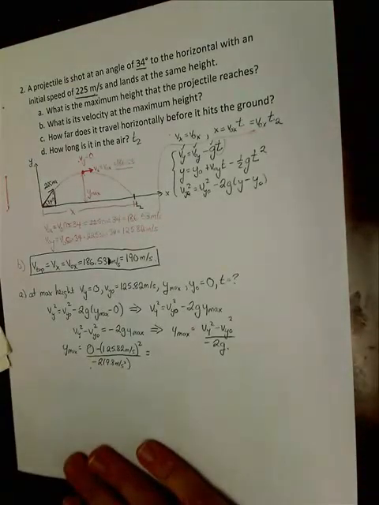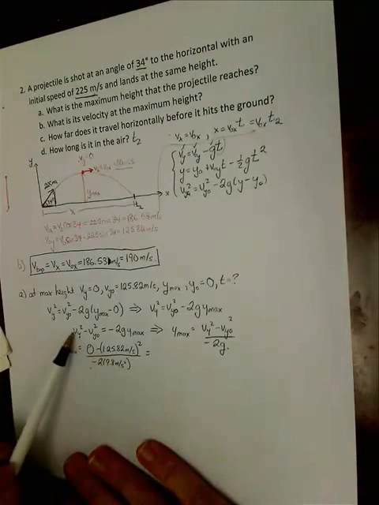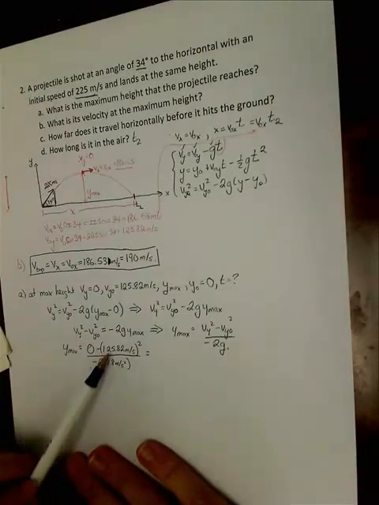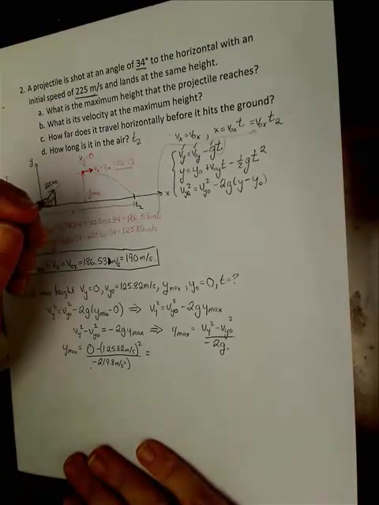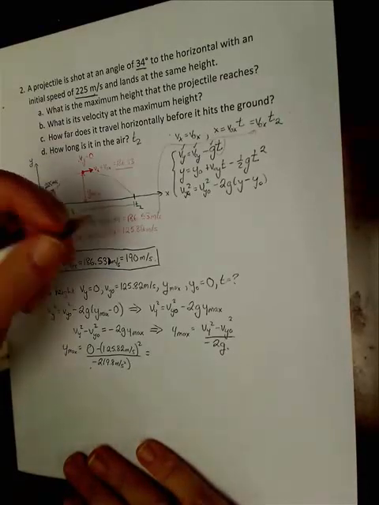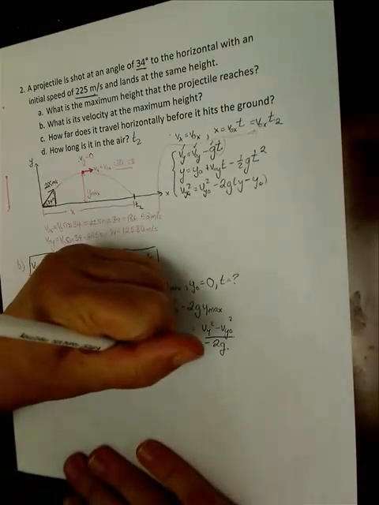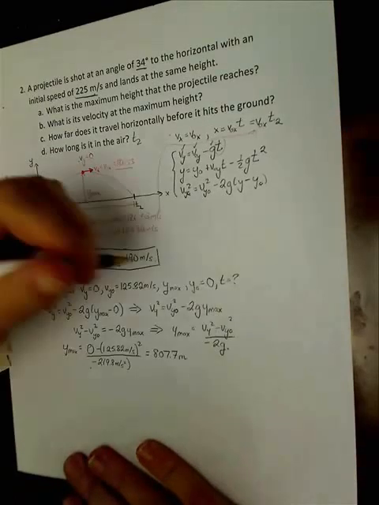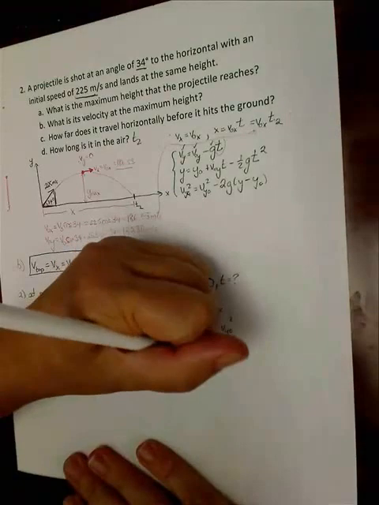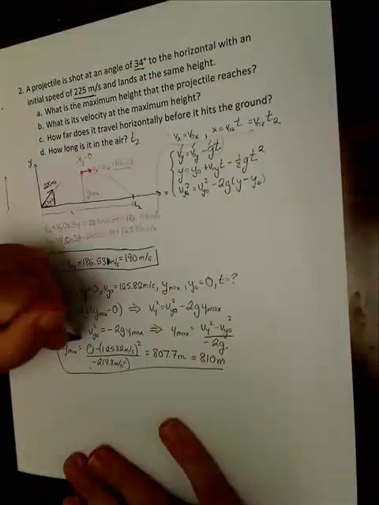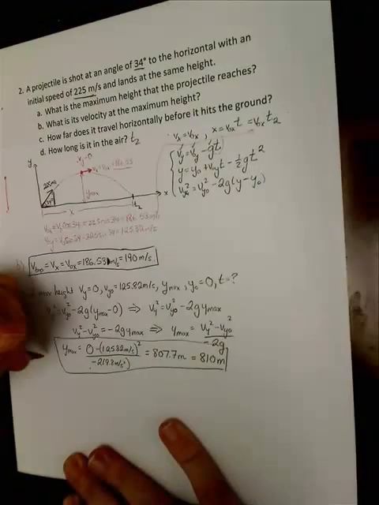So again, make sure you put your numbers in the right way. Vy is 0, Vy initial is 125.82. Alright, so put that together. I get 807.7 meters is my range. And rounding to two significant figures, that's 810 meters. Okay, so there's my answer for part A.